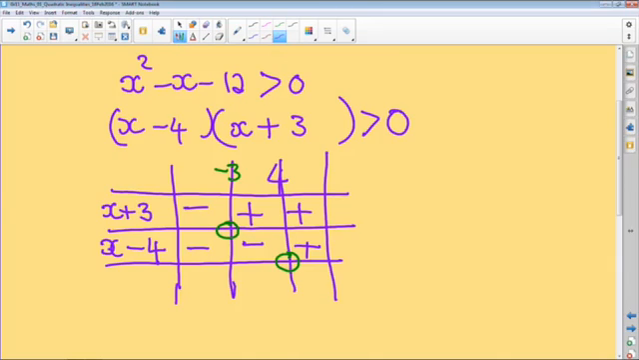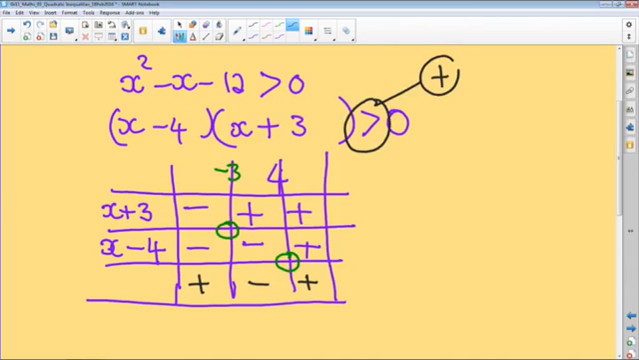And then from there, to read off the solution, we do the product of x plus 3 and x minus 4. If I multiply these signs, what is negative times negative? That's a plus. What is positive times negative? That's a minus. What is plus times plus? That's a plus. Now, this is greater than 0, so you're looking for a plus. Where are my pluses? On the sides. So you've got x is less than minus 3, or x is greater than 4.